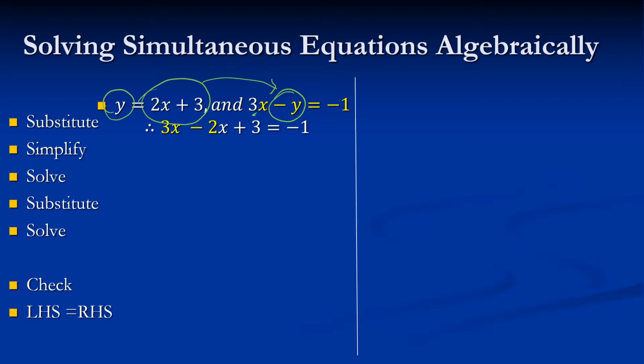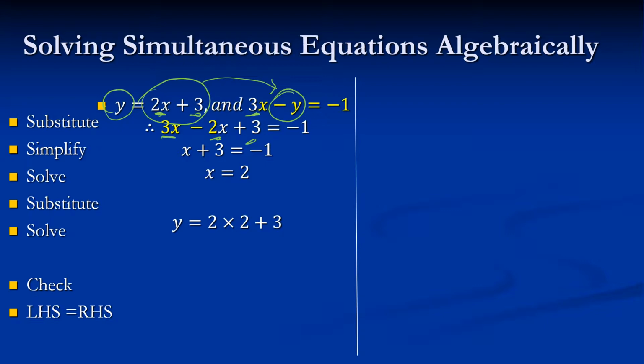So we've got the 3x, take away the 2x plus the 3 to equal -1. And so that should be now 3x take 2x plus 3 should equal -1. And so x plus 3 should equal -1 because 3x take 2x is just x. So we can just solve that to say x equals 2.